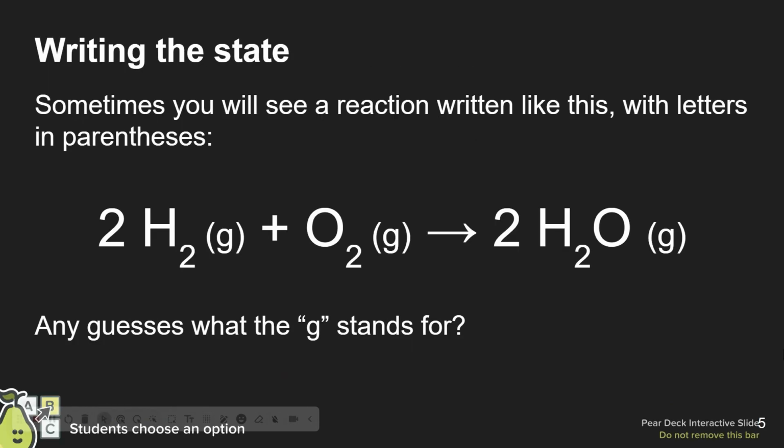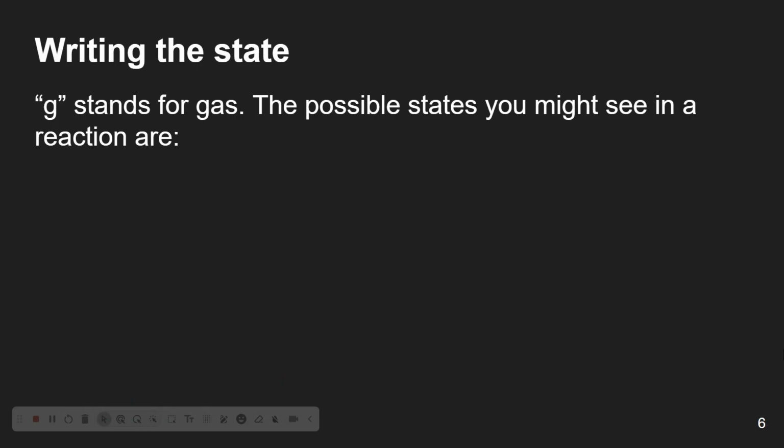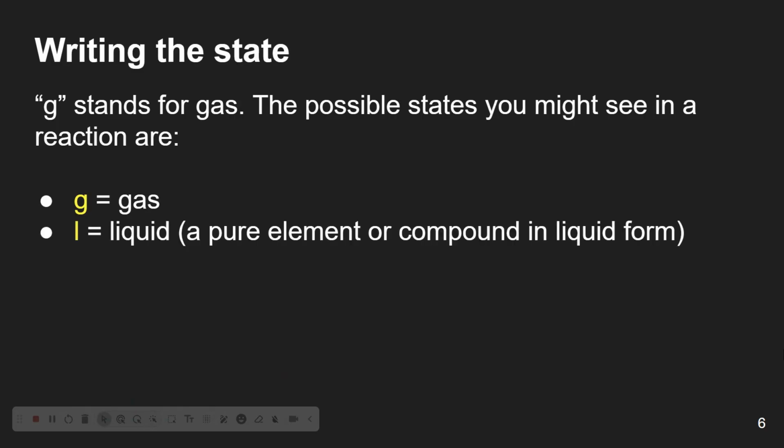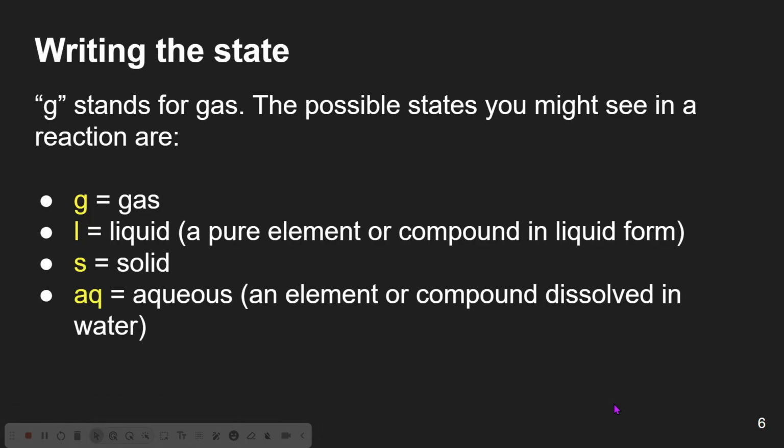Moving on. Additionally, what you may see is some letters that indicate the state that the substance is in. What do you think this G stands for? So when you write the state, G stands for gas. These are the possible states that you might see in reactions. G for gas, L for liquid, either a pure element or a compound that's in liquid form. S for solid, AQ for aqueous, when an element or compound has been dissolved in water.